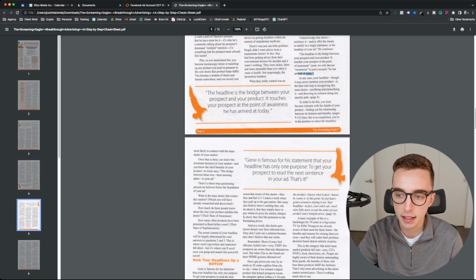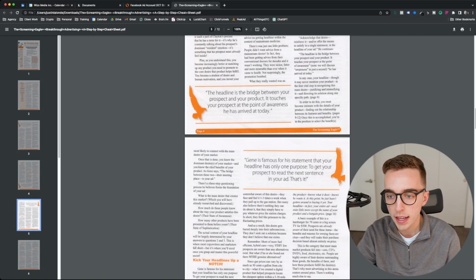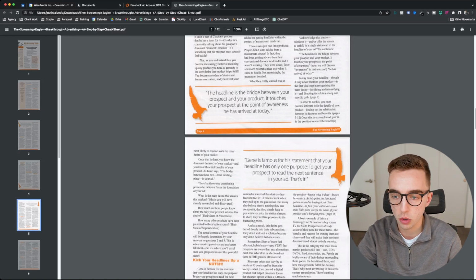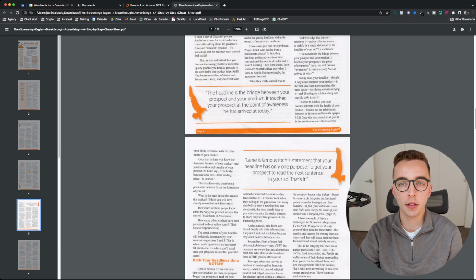Then the last thing I want to touch on is this one. In any case, your headline, though it may never mention your product, is the first vital step in recognizing this mass desire, justifying and intensifying it and directing its solution along one specific path. So here it's talking about a headline. What exactly are they talking about?